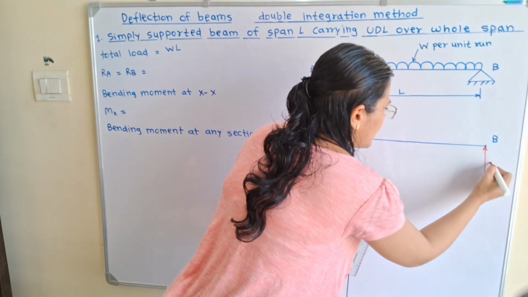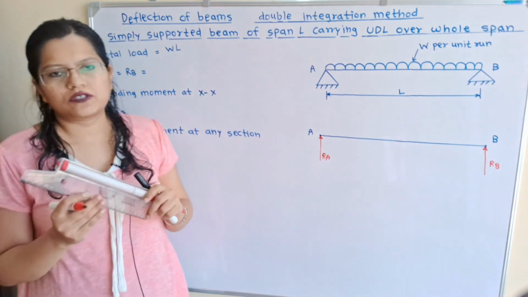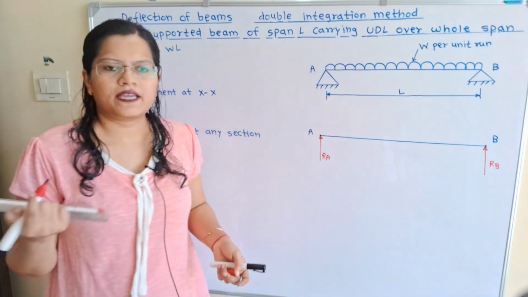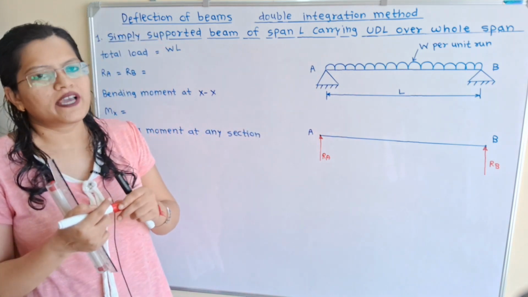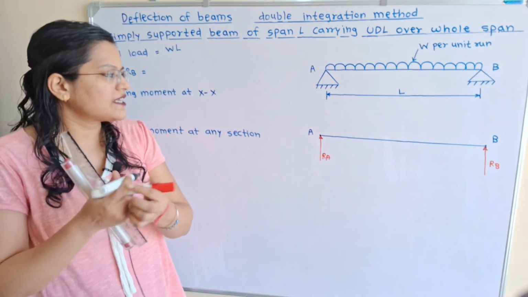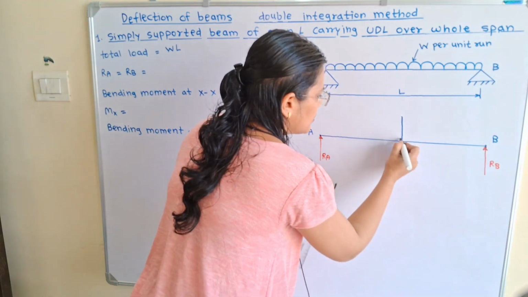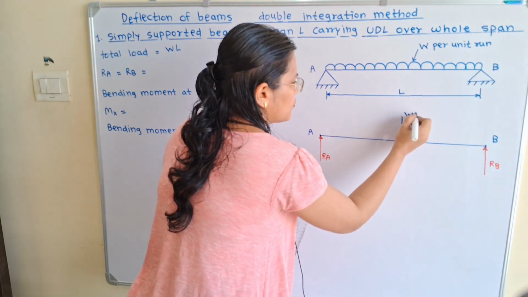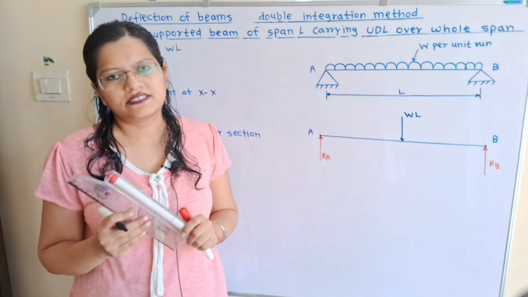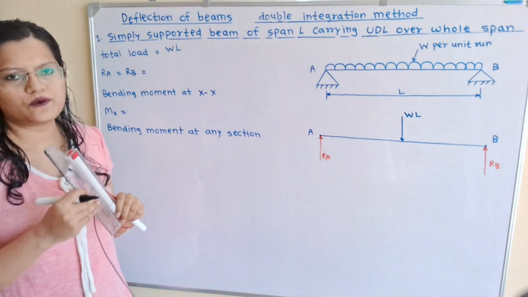So these reactions are RA as well as RB. Now what is the total load? The total load is equal to W multiplied by L. This total load acts at the center of the beam AB. So we will select one center point and show the total load equal to WL, acting in the downward direction at the center.